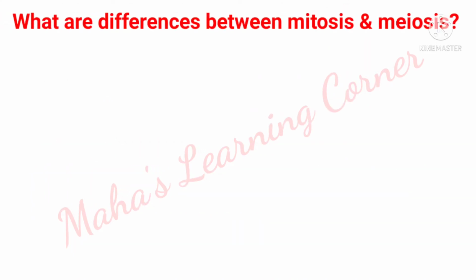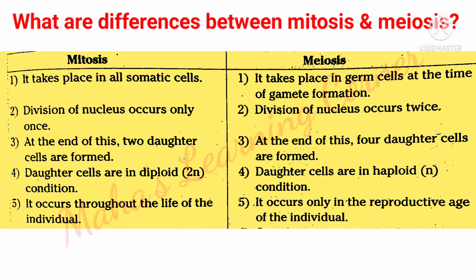What are the differences between mitosis and meiosis? Correct answer, it takes place in all somatic cells. Meiosis takes place in germ cells at the time of gamete formation. Second point, division of nucleus occurs only once. In meiosis, division of nucleus occurs twice.